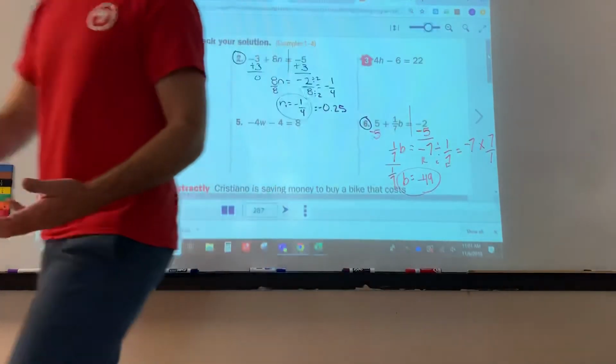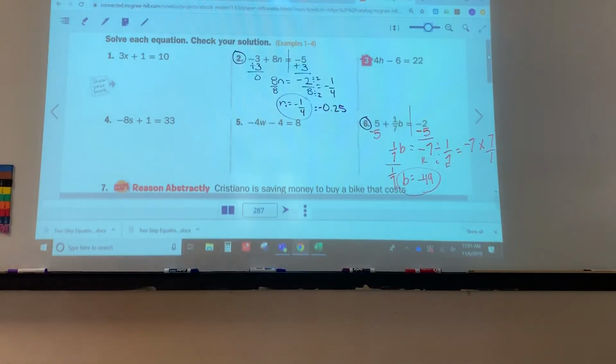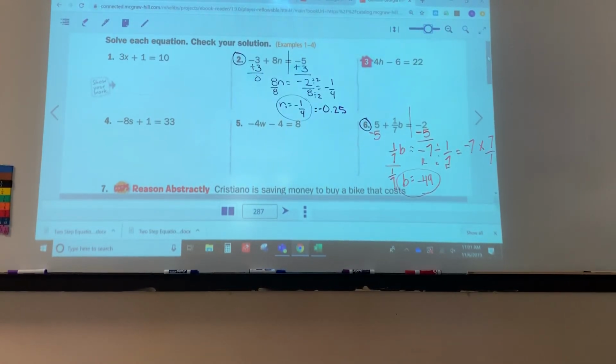All right. I hope that helps, guys. I do expect you to do the whole sheet. Remember to use inverse operations to multiply and divide, or add and subtract to get the variable by itself.